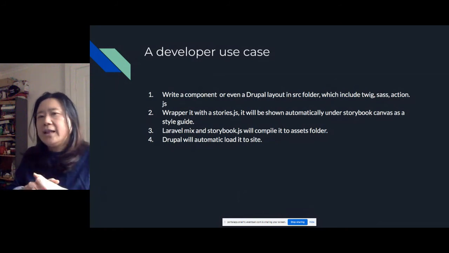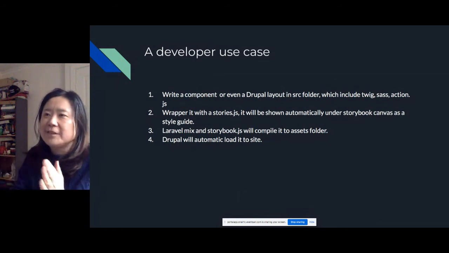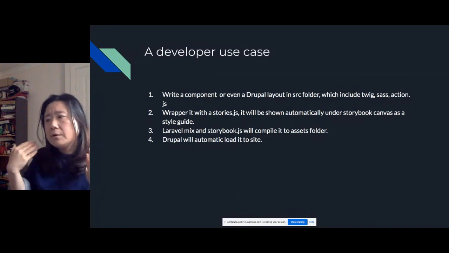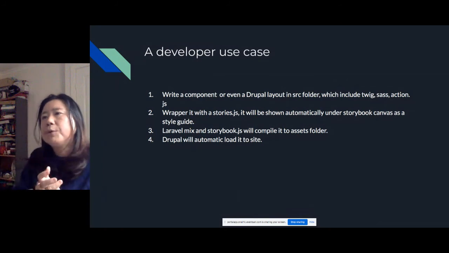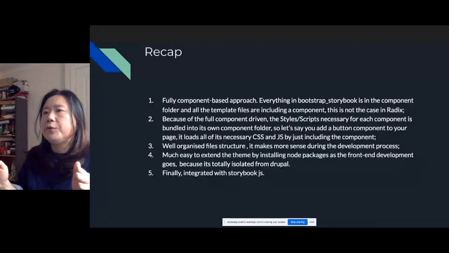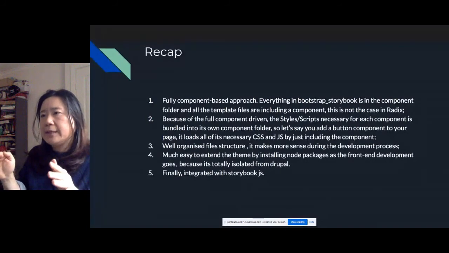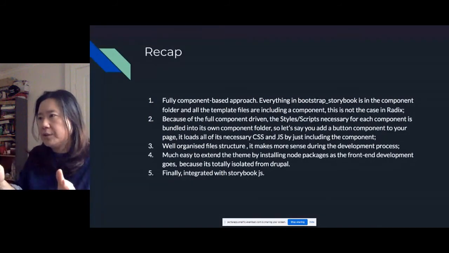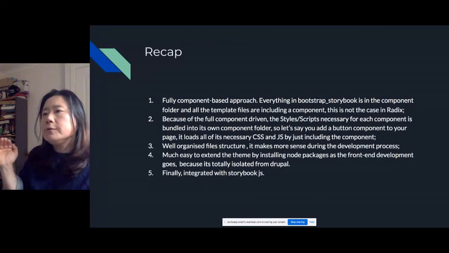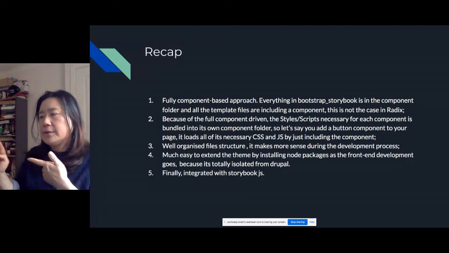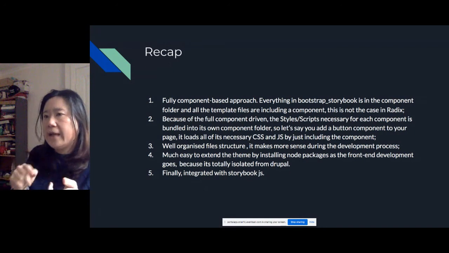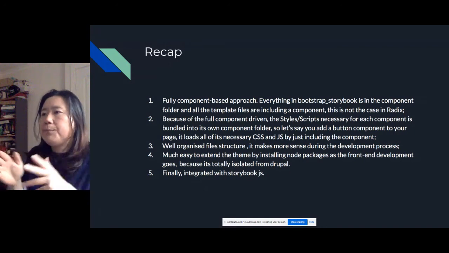So let's just do a recap of what I have done for the last couple of minutes. Bootstrap Storybook is a fully component-based approach. Everything in Bootstrap Storybook is in a component folder, and all the template files are included in a component. This is not the case in Radix. Because it is fully component-driven, the style and JS necessary for each component is handled in its own component folder.